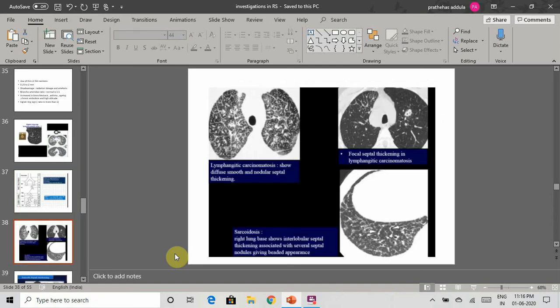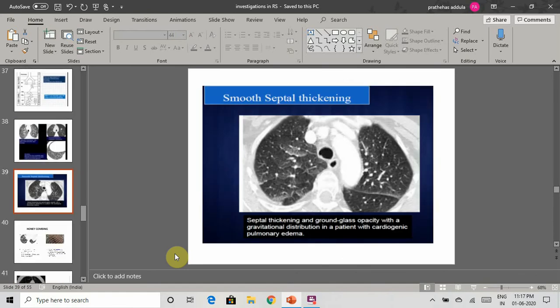Following are the various images of CT scan showing lymphangitic carcinomatosis shows diffuse, smooth and nodular septal thickening. Focal septal thickening in lymphangitic carcinomatosis in the right upper image. Whereas in sarcoidosis, the lower image shows right lung base shows interlobular septal thickening associated with several septal nodules giving beaded appearance. Smooth septal thickening and ground glass opacity with a gravitational distribution in a patient with cardiogenic pulmonary edema.